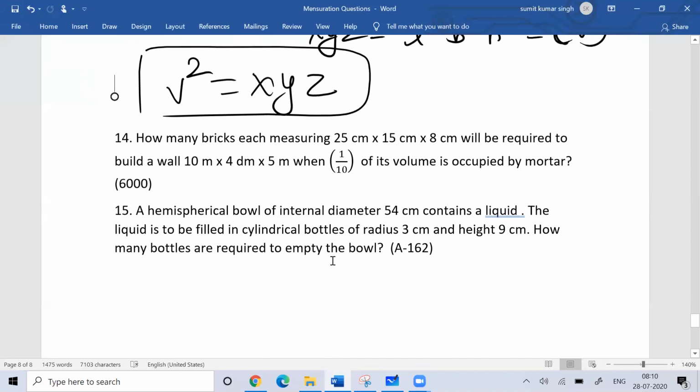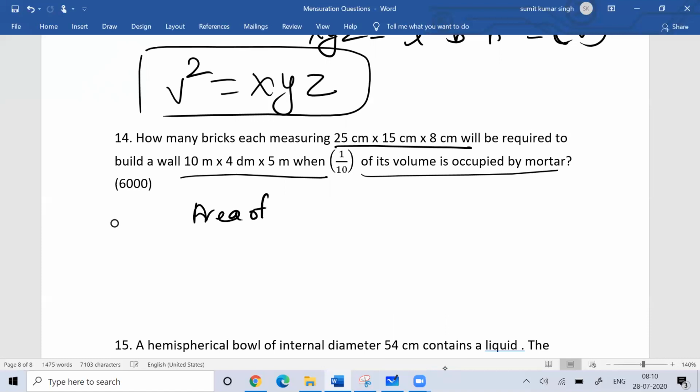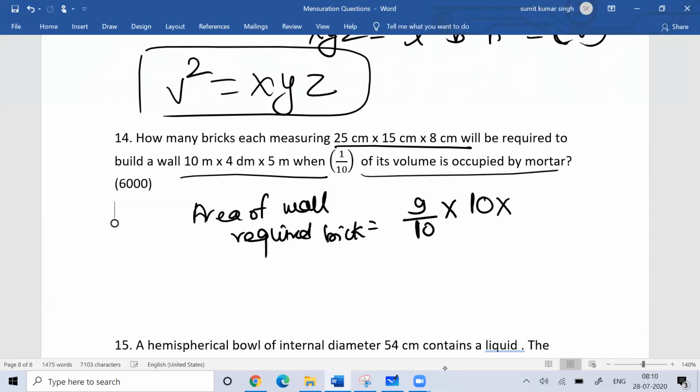Then you can see this next question. How many bricks measuring 25, 15 and 8 are required to build a wall where 1/10 of the volume is occupied by mortar? If 1/10 of the volume is occupied by mortar, what is the actual volume of the wall which requires bricks? So 1/10 is taken by mortar, so 9/10. And then the wall, if you see, is 10 into 5, 4.